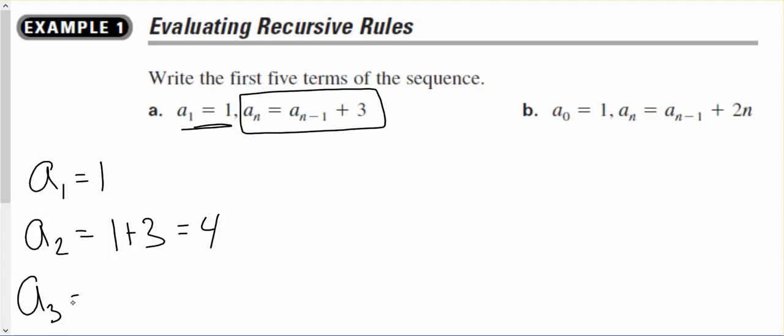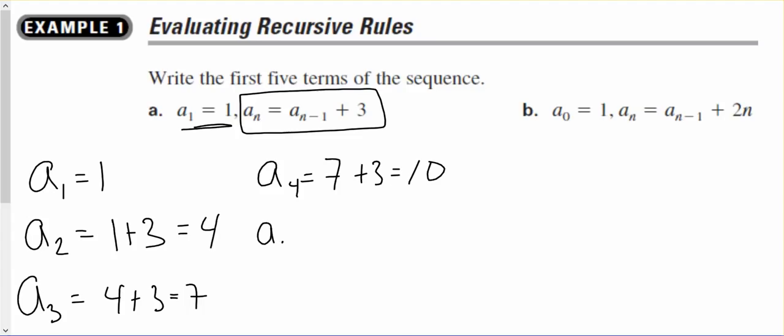So to find our third term, we do the same thing. We take our previous term and we add 3 to it. So 4 plus 3 is 7. We could do the fourth term: take our previous term, which is 7, and add 3 to it. That makes 10. Our fifth term, take our previous term, which is 10, and add 3 to it, and we get 13. So that's linear, we've got a common difference here. 1, 4, 7, 10, 13. We're going up by the same amount each time.